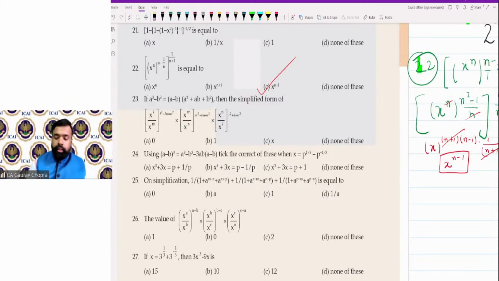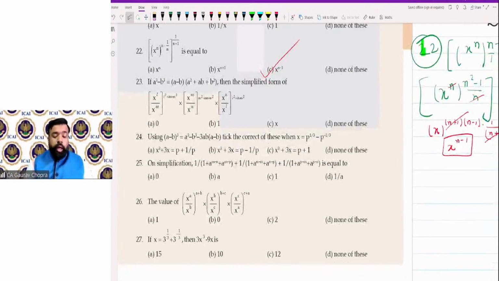Now 23rd. Let's try the next one, 23rd question. Now, in this, there is one property which is given in the question, a cube minus b cube. So what is the formula for this a cube minus b cube? The formula says a minus b multiplied by a square plus ab plus b square. This is the property. Okay. Now, if we apply this property here, how to apply this property?